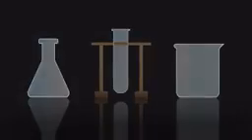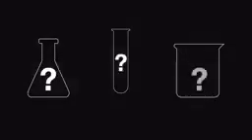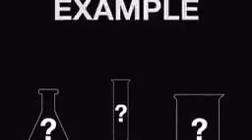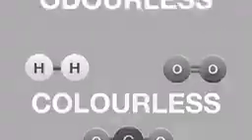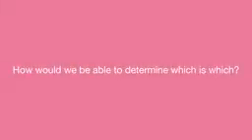We test for gases in the laboratory because it is nearly impossible to determine the identity of a gas just by its appearance. As an example, hydrogen, oxygen, and carbon dioxide are all colorless and odorless. How would we be able to determine which is which?